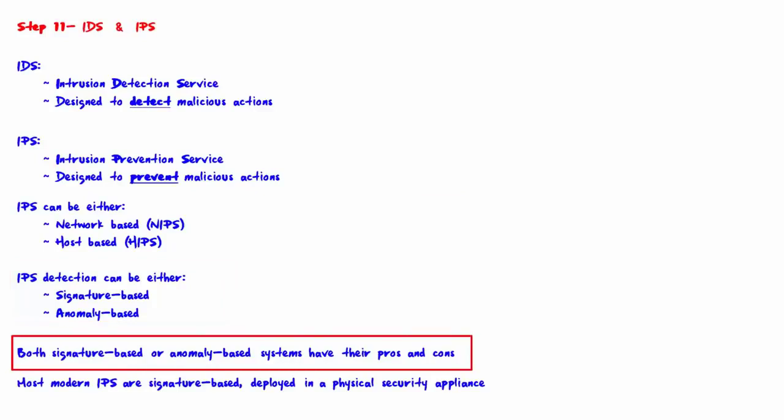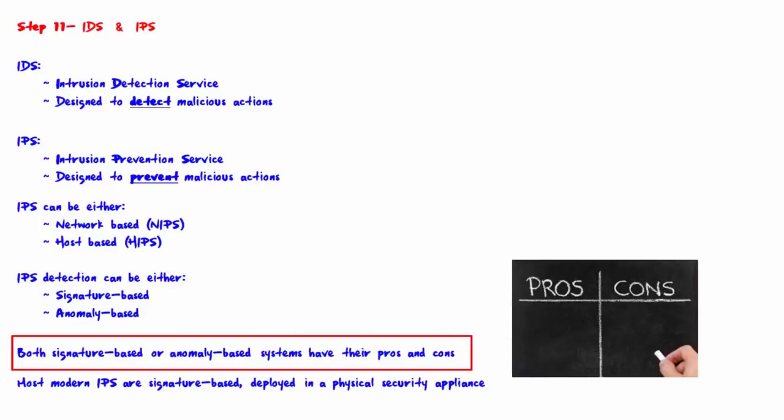Both signature-based and anomaly-based systems have their pros and cons. Signature-based pros, low false positives. Signature-based cons, can only detect exploits for which a signature exists, so signatures must constantly be updated. Anomaly-based pros, does not need to be constantly updated. Anomaly-based cons, high false positives.